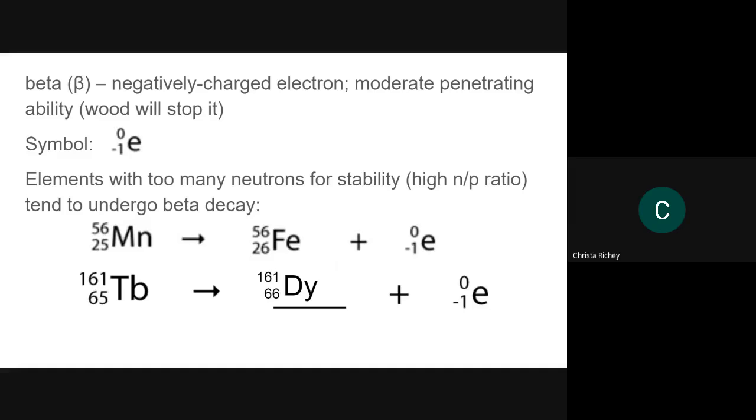You can stop it with, it says wood, but yes, you can also stop it with thin sheets of aluminum foil. You are adding 1 to the bottom number. The top number does not change. You still look up the bottom number for the symbol of the element. This is how we represent beta decay. Helium decay is He with a 4 on the top and a 2 on the bottom.